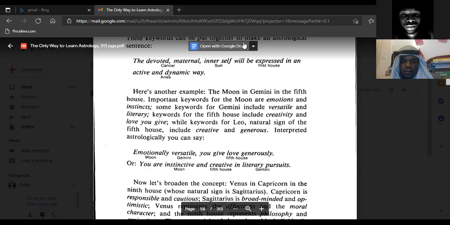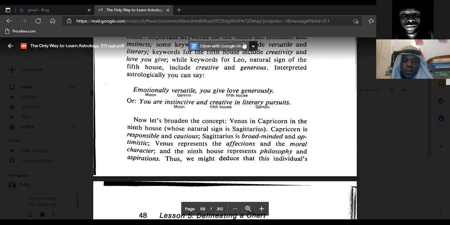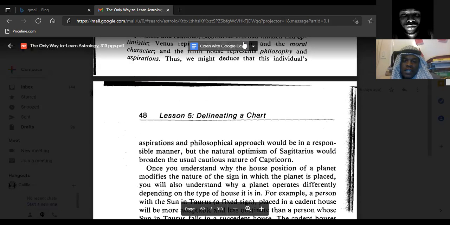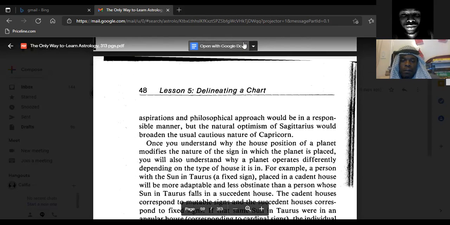Now, let's broaden the concept. Venus in the 9th house, whose natural sign is Sagittarius. Capricorn is responsible and cautious. Sagittarius is broad-minded and optimistic. Venus represents the affections and the moral character, and the 9th house represents philosophy and aspirations. Thus, we might deduce that this individual's aspirations and philosophical approach would be in a responsible manner, but the natural optimism of Sagittarius would broaden the usual cautious nature of Capricorn.